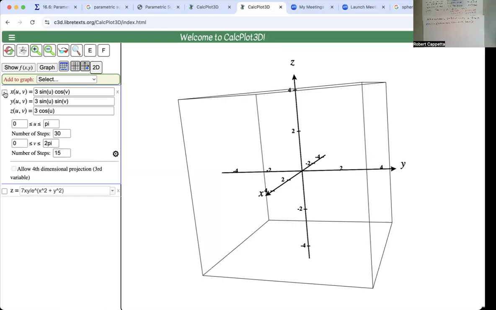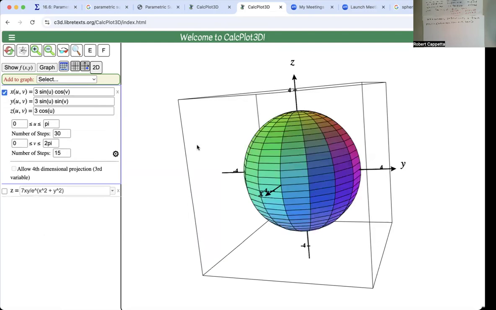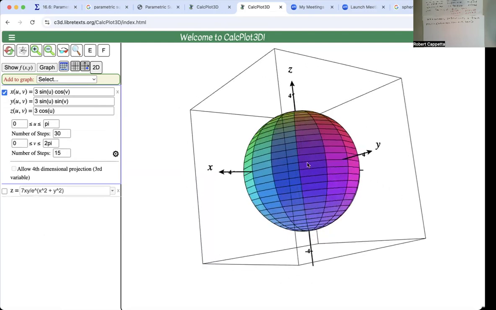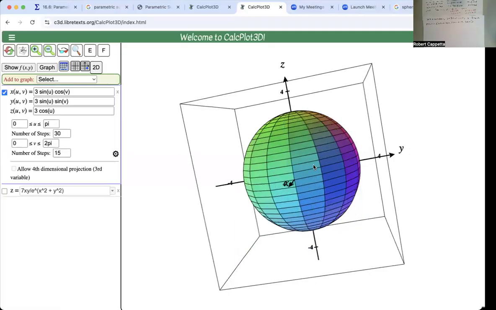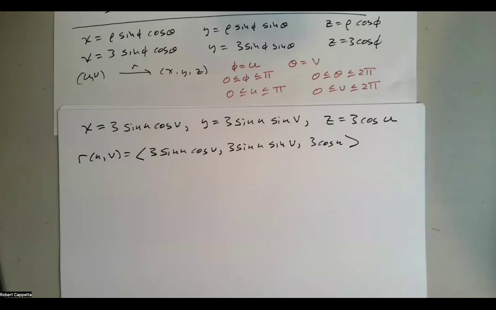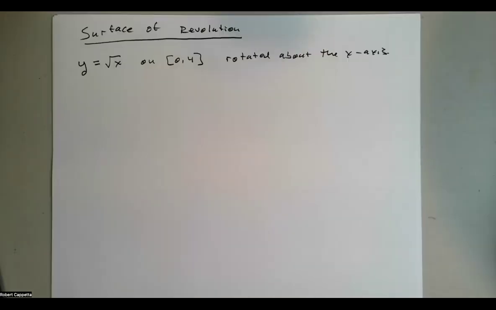Now, is this a better graph? Is this a better representation of that sphere? Sure it is. We get the entire sphere. It's nice and smooth. The way the computer is drawing it is much more appealing. So that would be our preferred representation for that sphere. So spherical coordinates would be the preferred representation to describe that in parametric form.